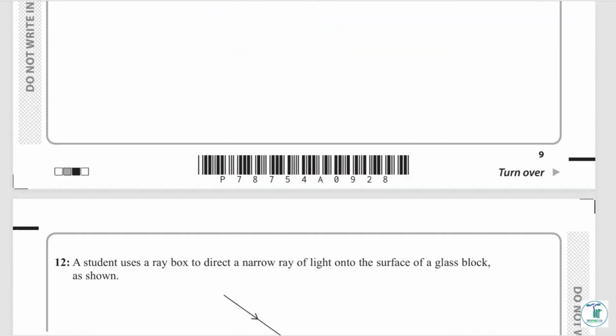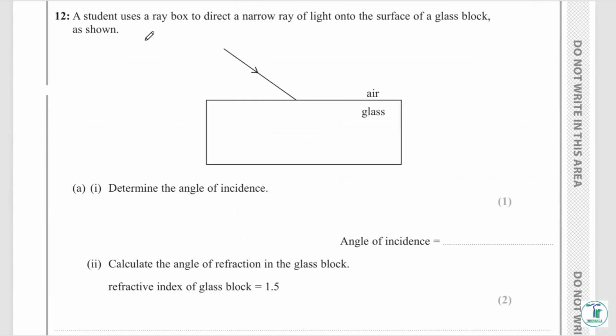In the next question, you've got question number 12. A student uses a ray box to direct a narrow ray of light onto the surface of the glass block, as shown. You've got an air-glass boundary. Calculate the angle of incidence. Now remember, what is going to be the angle of incidence? You just need to draw a normal line over here, and this is going to be the angle of incidence. And if you want to measure the angle of incidence, you need to use a protractor over here.